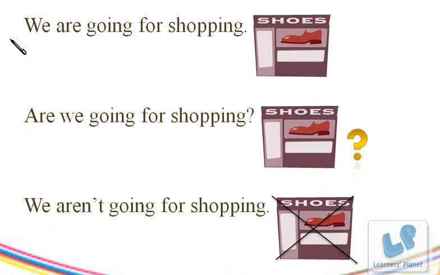This is the next positive sentence, children. We are going for shopping. This means that me and a few more people are going for shopping. The interrogative sentence would be, are we going for shopping? So I am asking few other people whether we all are going for shopping or not. And the negative sentence will be, we aren't going for shopping, which means that we all are not going for shopping.